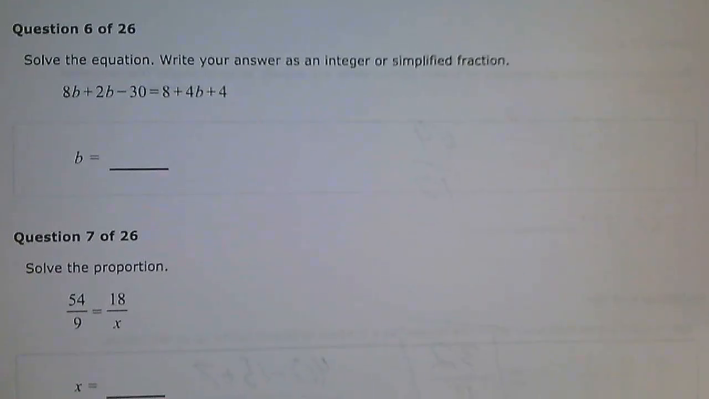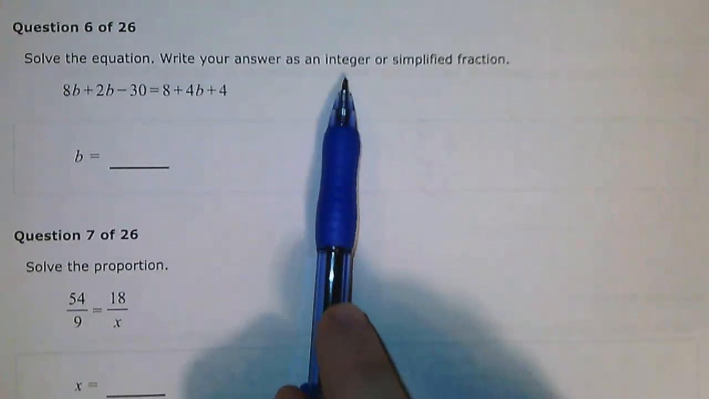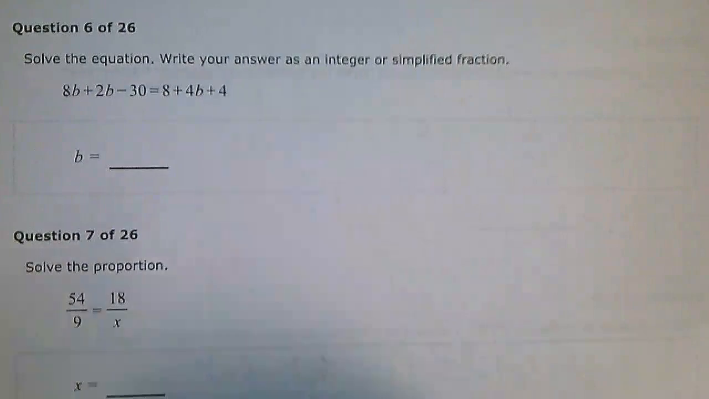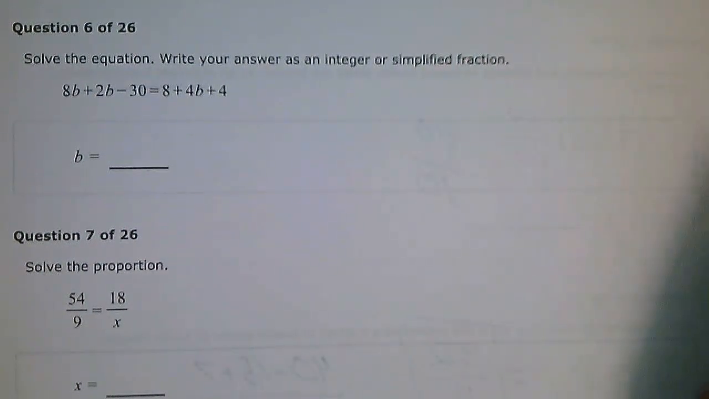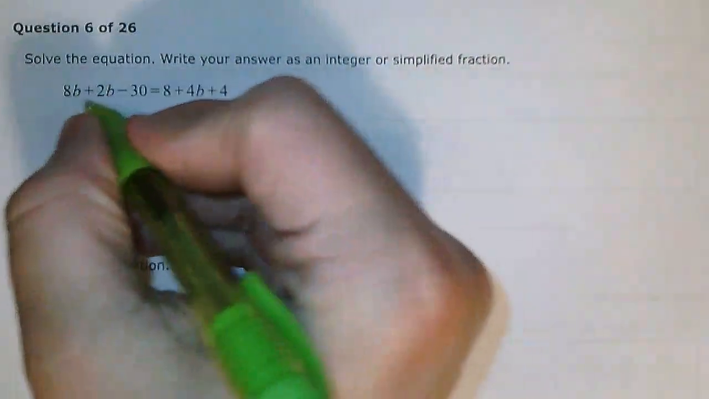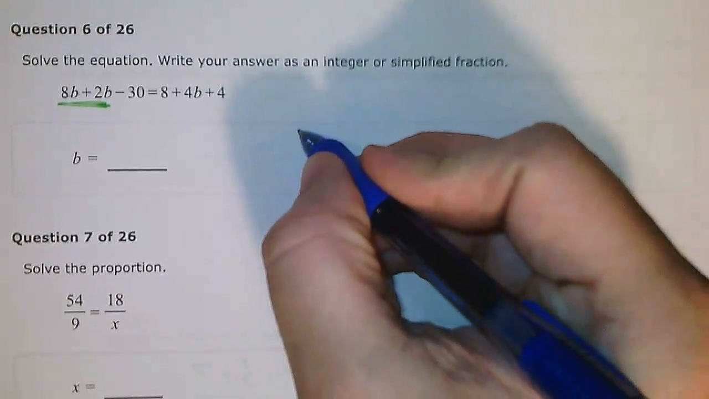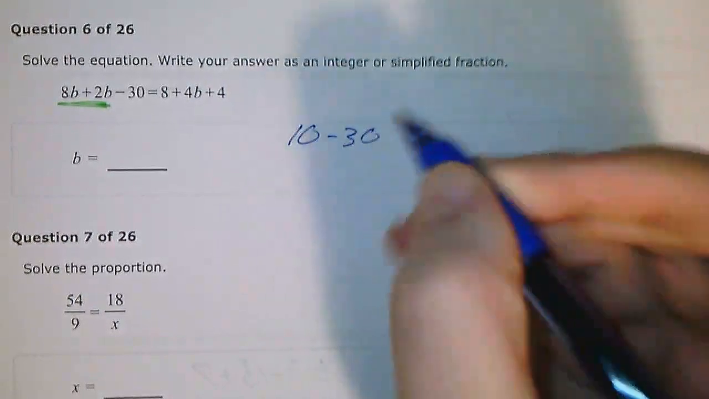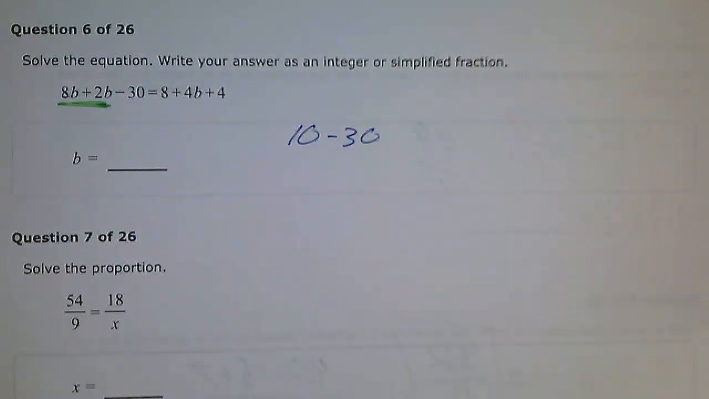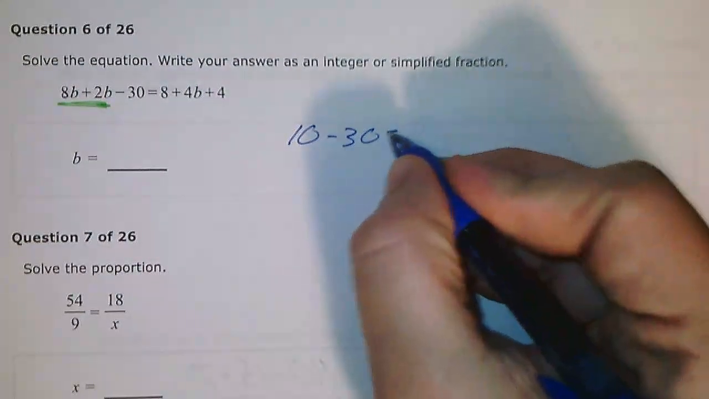Number 6. Solve the equation. Write your answer as an integer or simplified fraction. Again, integer is a whole number. You might get a fraction here. If I look at the left side of the equal sign, I see 8b plus 2b. We can combine that, I'll go over here, and do 10b. And then I bring in the minus 30 equals.